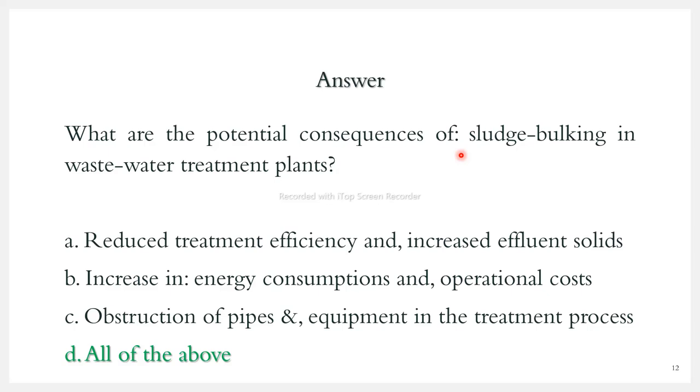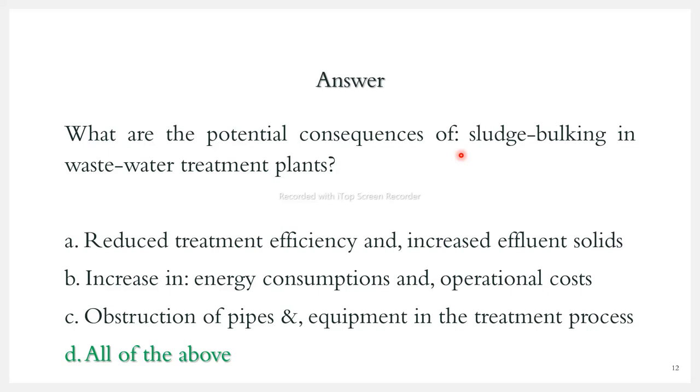So sludge bulking means what? When the activated part gets reduced and the non-activated part is increased, that is called sludge bulking. It is bulky in nature and it is not efficient in treating the water. It reduces the treatment efficiency if sludge bulking occurs. Foaming occurs, and you can see froth in the aeration tank.